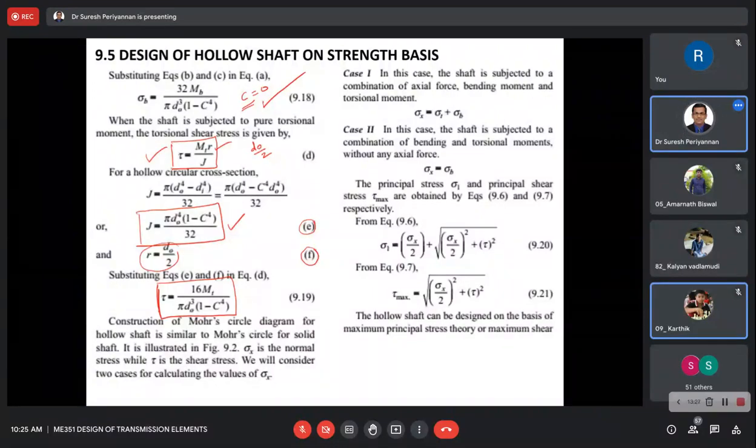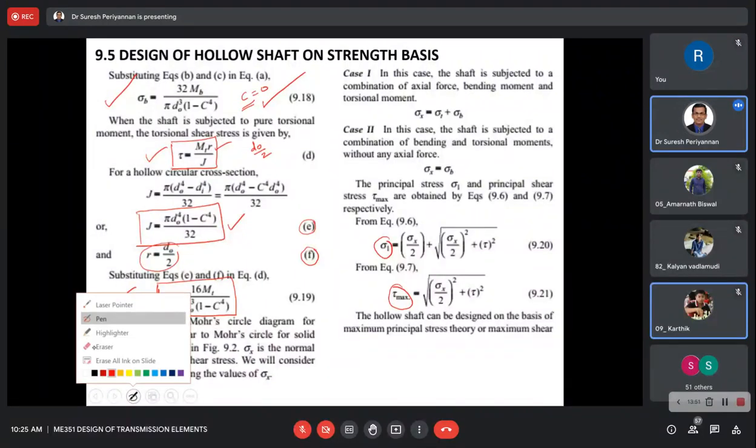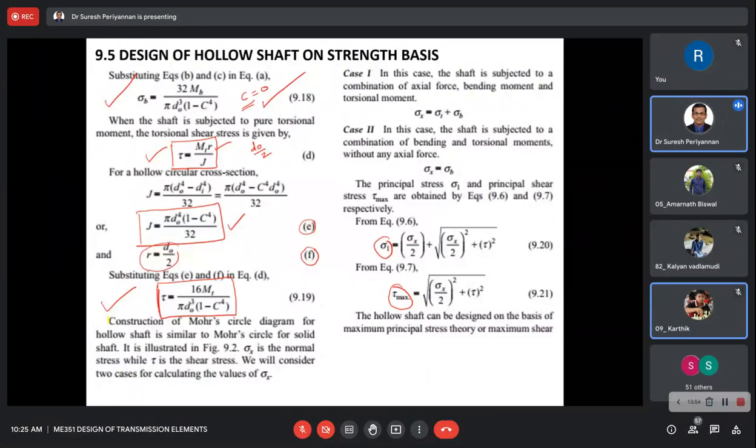Now we know the sigma b normal stress and we know the tau shear stress. Now again we are going to apply our Mohr circle concept here, maximum principal stress theory and maximum shear stress theory, to find the appropriate equation for designing the shaft, or for defining the diameter of the shaft. Now see here, a very important statement: the construction of the Mohr circle diagram for the hollow shaft is similar to the Mohr circle for the solid shaft.